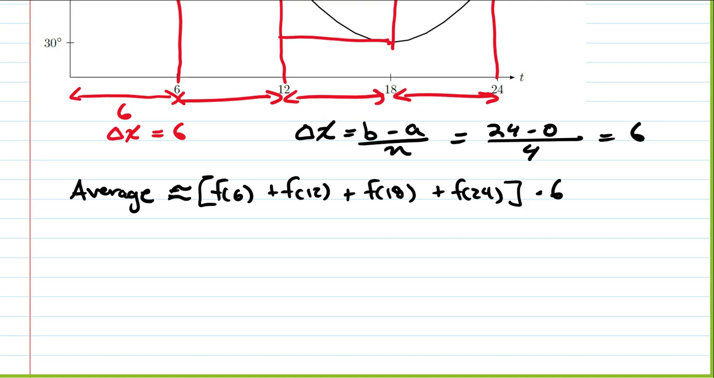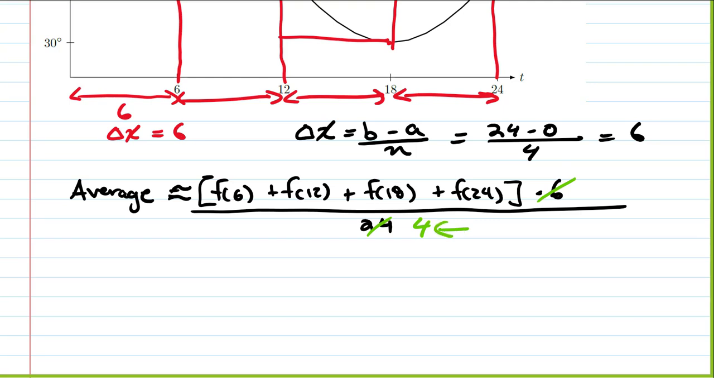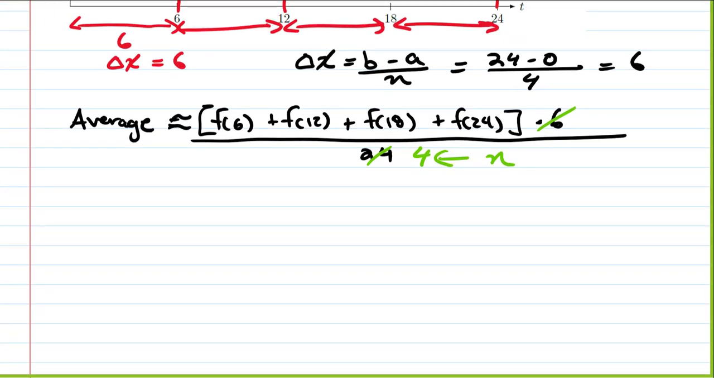And then we would have to divide everything by the entire length of our interval, which was 24, right? So in terms of this, what would happen is we would have those reduce out, and we would get 4. Well, where have we seen the number 4 before? Well, this happens to be our number n in this case, right? So this strongly suggests then that our average in general is going to be the following.